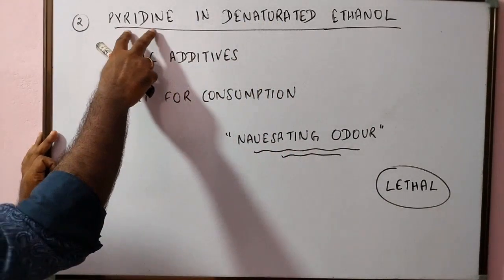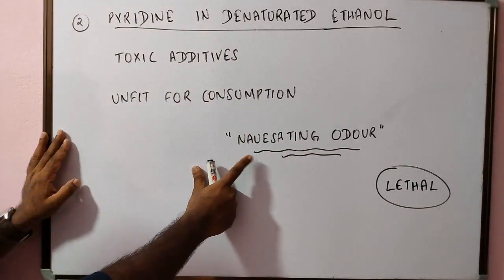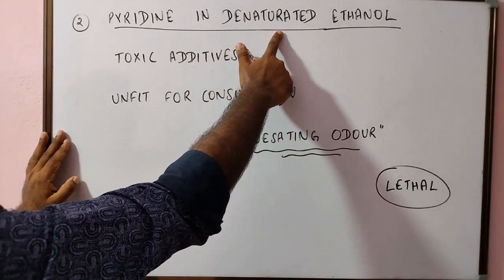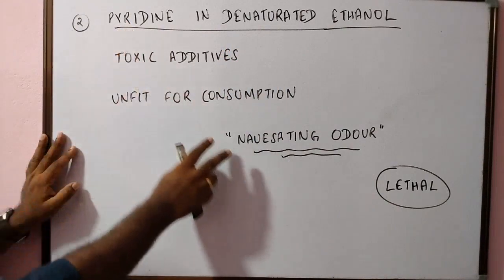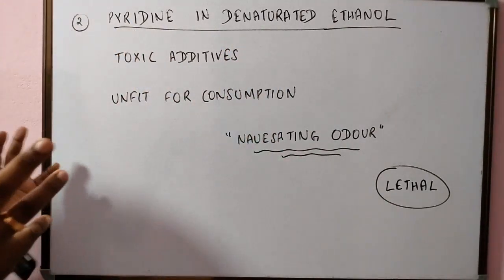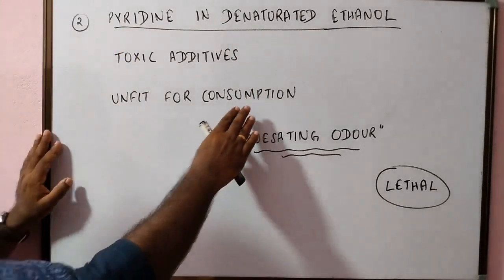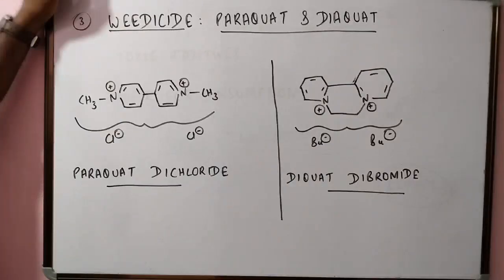But to be specific on pyridine, pyridine is responsible for a nauseating odor in denatured ethanol. The nauseating odor produced by pyridine acts as a repellent for consumption and signals the human brain that the consumption of such an alcohol would be lethal.